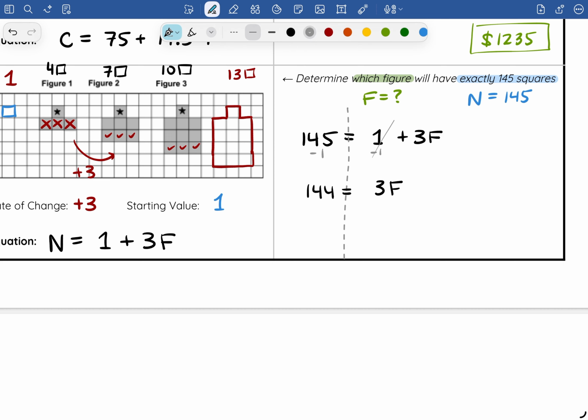How do we get f by itself? Divide by 3, which means our final answer is 48 equals f. And so you might just want to write that out as an actual answer of just figure 48. Because if there's ever words or patterns or situations happening here, if you just give me a number, I'm like 48 what? Is that 48 boxes? Is that figure 48? What's going on? And so this just helps clarify that it's figure 48.